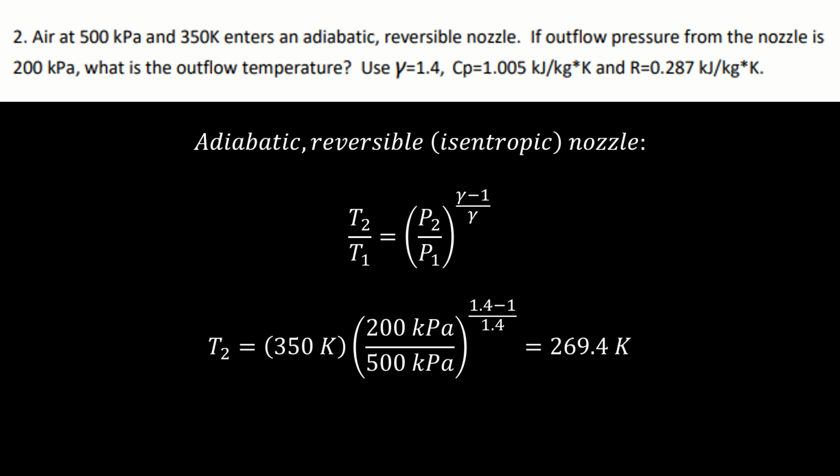Using our isentropic relationships, but solving for T2 over T1, that ratio of temperatures equals pressure 2 over pressure 1 raised to gamma minus 1 over gamma. Therefore, multiplying by our initial temperature, our outflow temperature would be 350 Kelvin times the ratio of 200 kilopascal over 500 kilopascal raised to 1.4 minus 1 over 1.4. And if you plug in everything correctly, that would come out to 269.4 Kelvin.